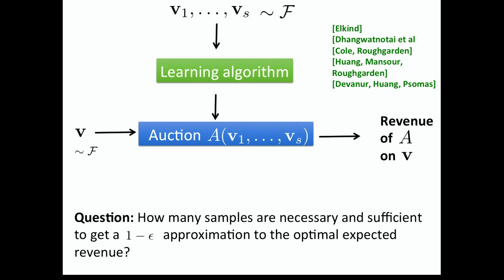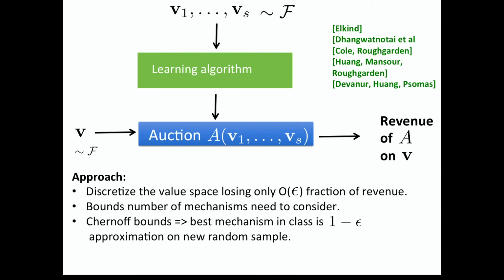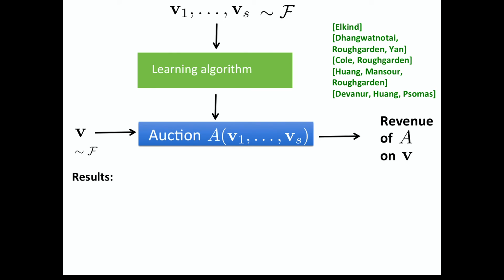Basically, you can take standard ideas from sample complexity and adapt them to this setting and do some work, and you can come up with bounds on how many samples are necessary and sufficient to get good approximations.